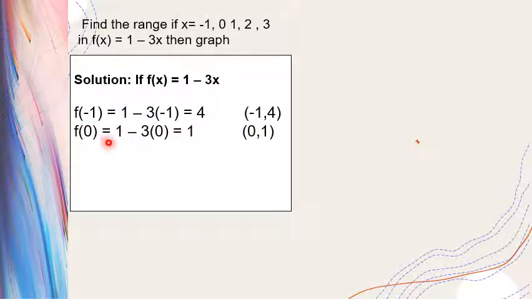Then we have 0, 1 minus 3 times 0. So 3 times 0 is 0. So we have 1, and the ordered pair is 0 and 1. For 1, then 1 minus 3 times 1. When we multiply by 1, it's negative 3. So 1 minus 3 is negative 2. According to the law of integers, if there is a positive and a negative, you have to subtract and copy the sign of the higher number. So that's negative 2. We have the ordered pair 1 and negative 2.